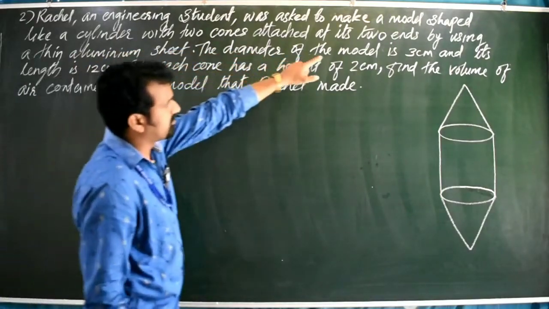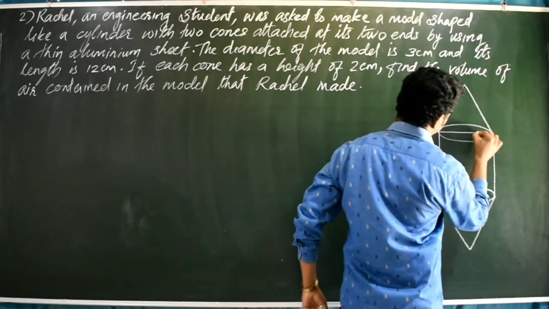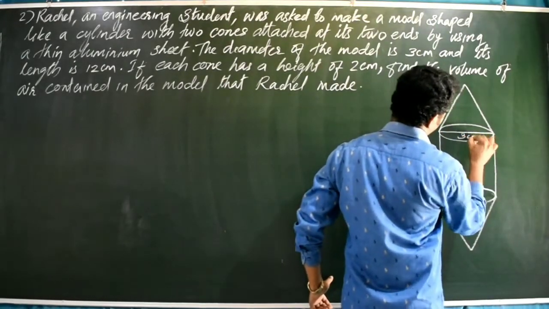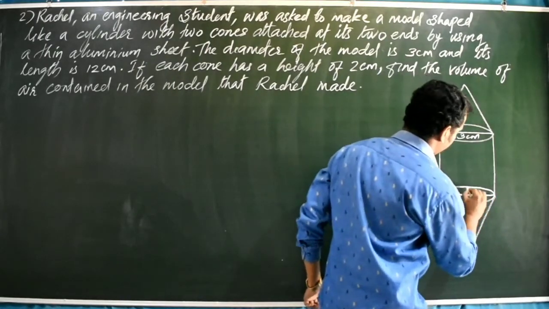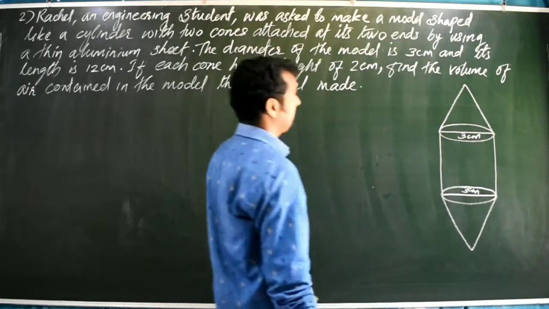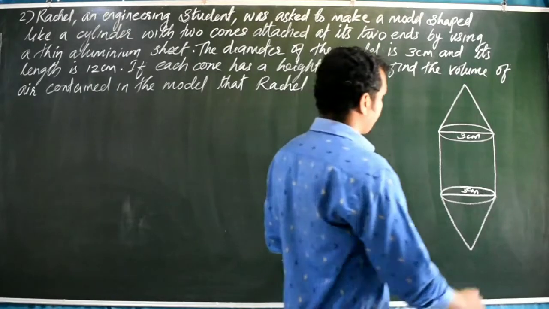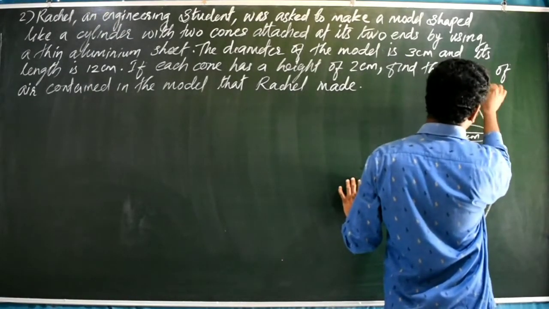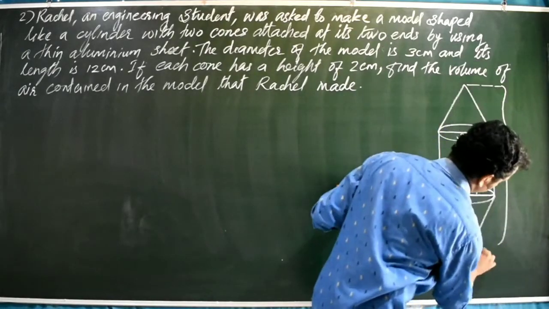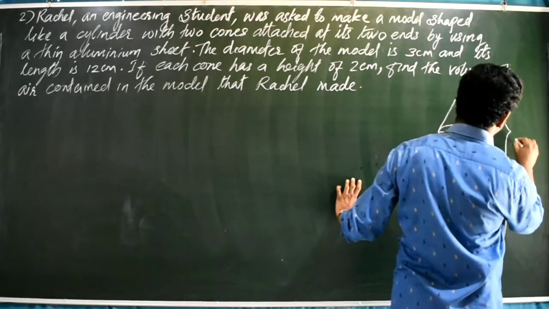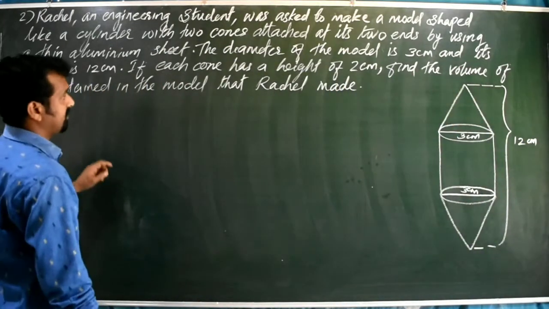The diameter of the model is 3 centimeter. Diameter of the model means this one is the diameter of the model. It is 3 centimeter. Here also it will be 3 centimeter. Diameter of the model is 3 centimeter, and its length is 12 centimeter. Length of the entire model is 12 centimeter. This one we can write 12 centimeter.